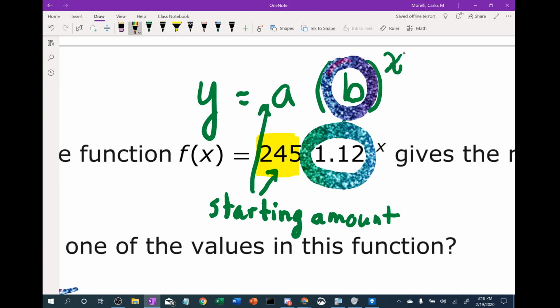Well, just look at, are you looking at the screen? Are you looking at the live stream? What letter goes with, I mean, what number goes with B? 1.12. Okay.